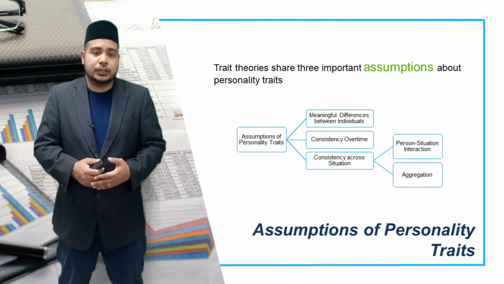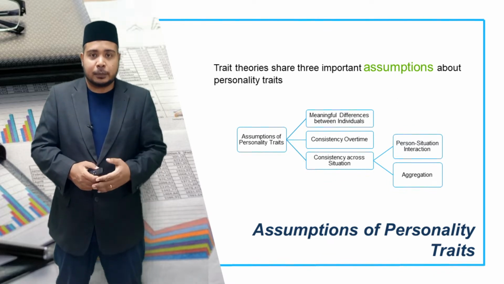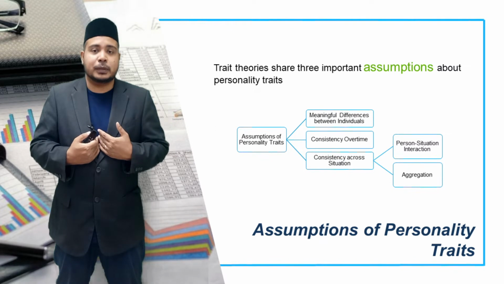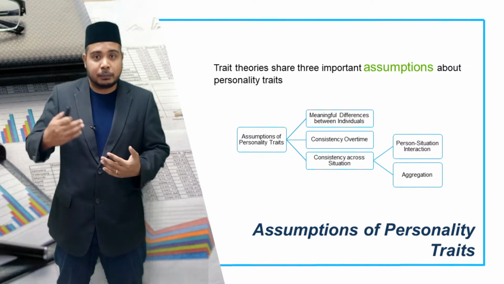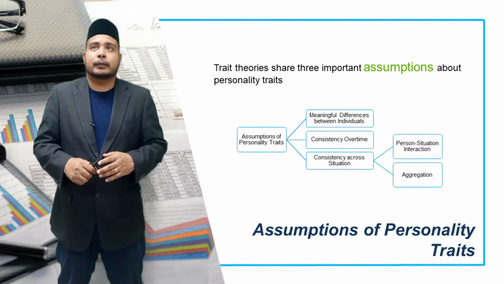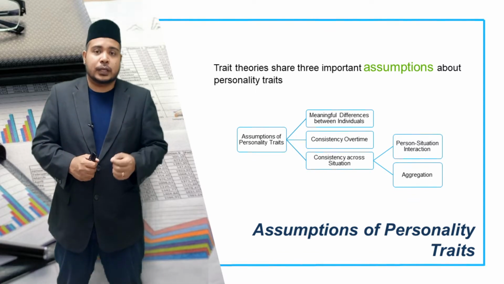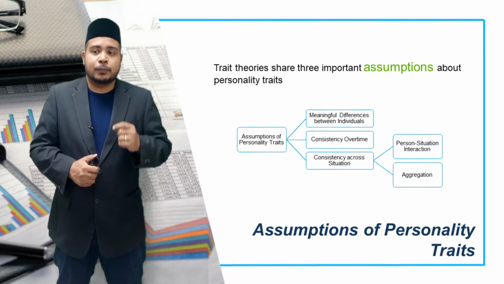And the second assumption is consistency over time. Our personality traits are basically relatively permanent. Remember when we discussed what personality means, one of the aspects is permanent or relatively enduring.